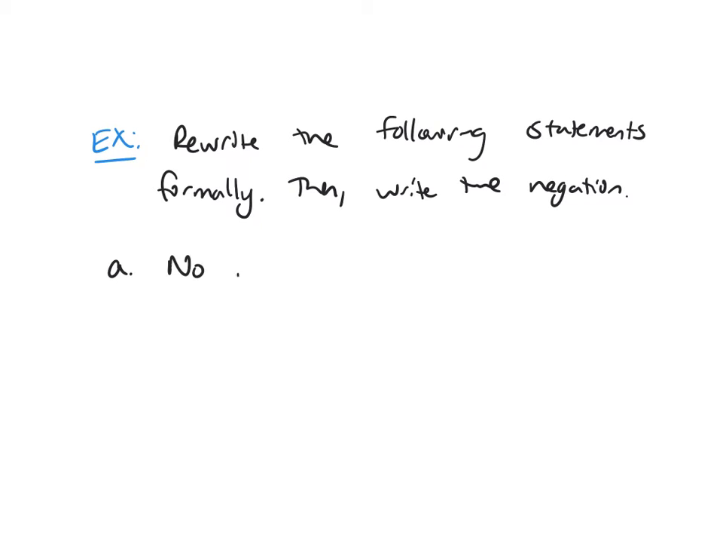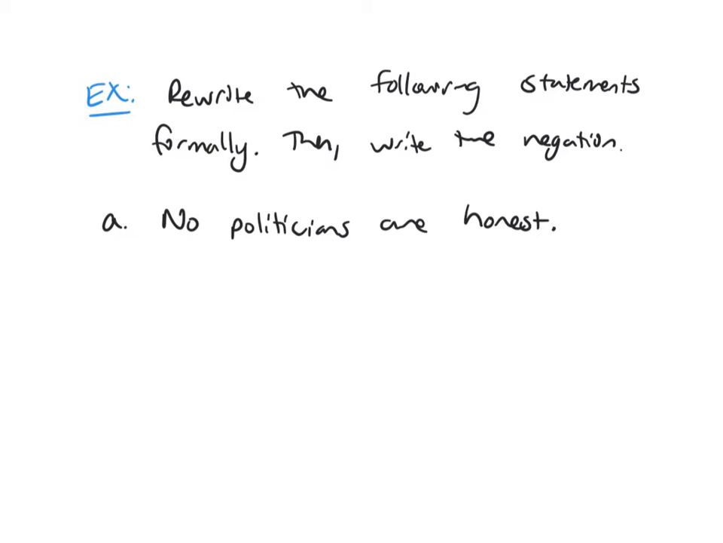So, no politicians are honest. So remember, when you're writing these formally, the first thing you want to do is identify your quantifier. Here you're talking about all politicians, so it would be universal: for all politicians, use a variable x, and what do I want to say about them? They're not honest, so x is not honest.